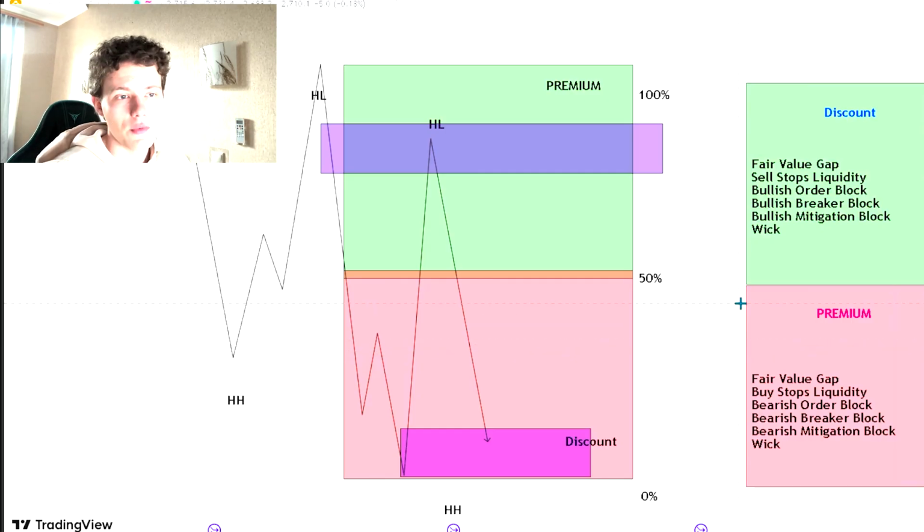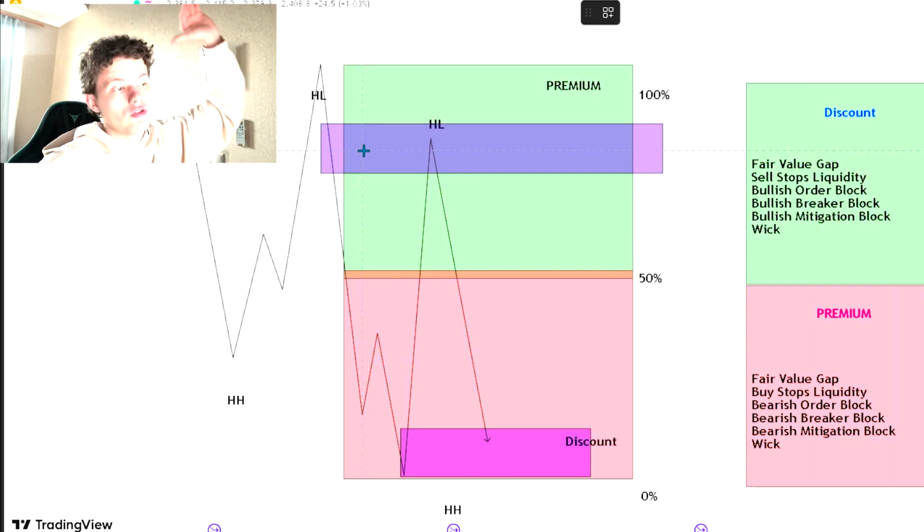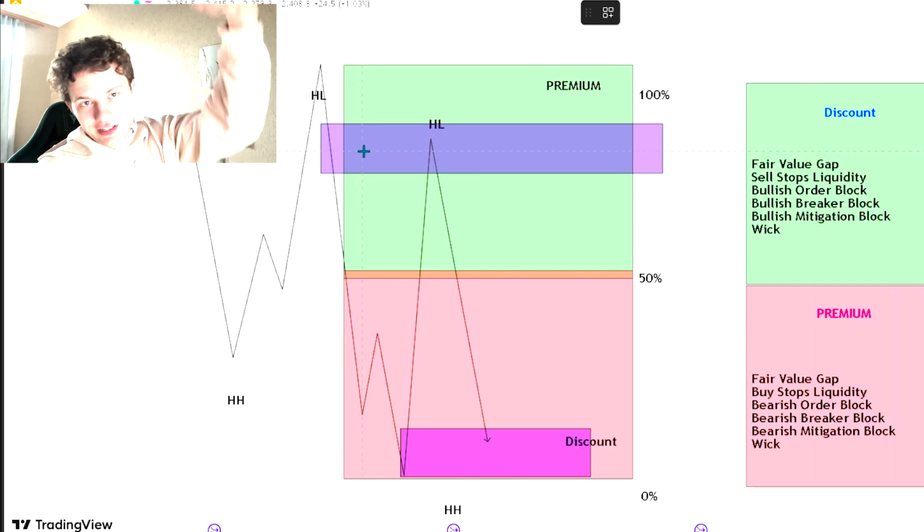So how do we define the premium and discount market? The Fibonacci retracement tool will help us with this task. So we need to take the Fibonacci retracement tool and place the same settings as mine. I will drop them in the Telegram channel, link in the description.